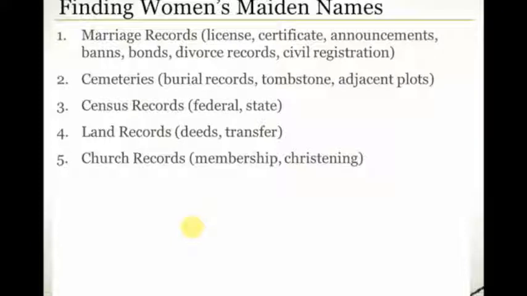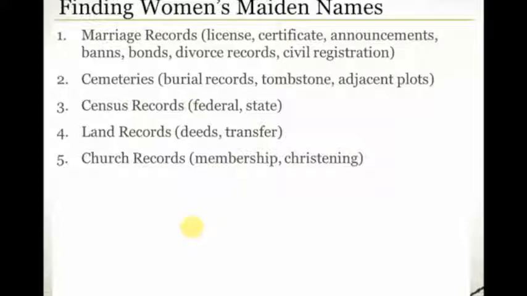Okay, church records is my number 5 tip. Use church records, and not just the church records that we traditionally think about, which is christenings and marriages and burials, but also look for membership records. In a lot of churches, the woman's maiden name is recorded as part of her membership in that church.